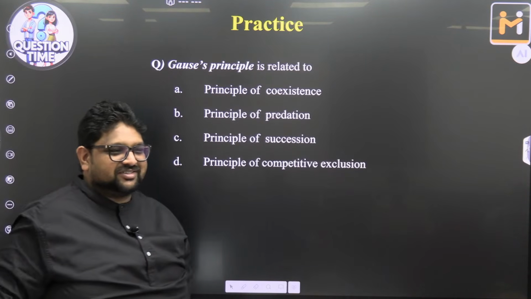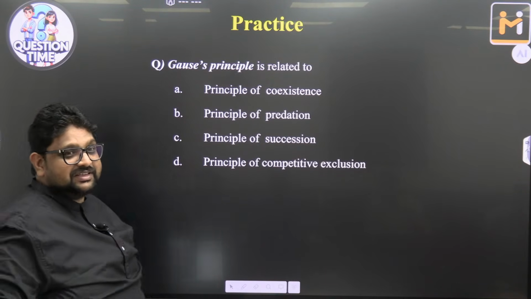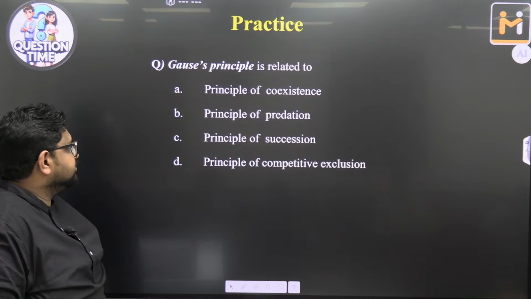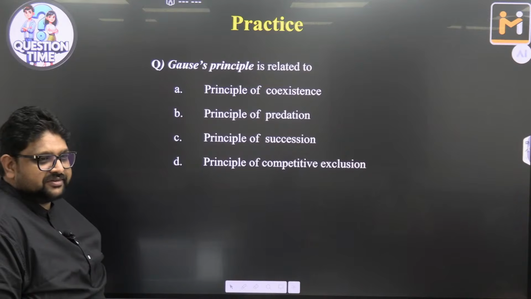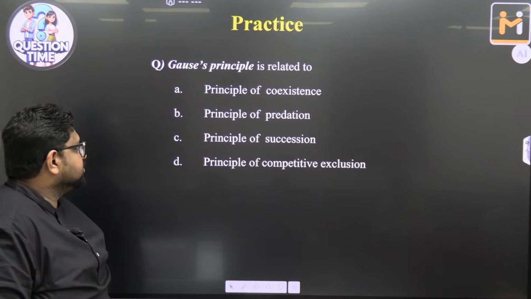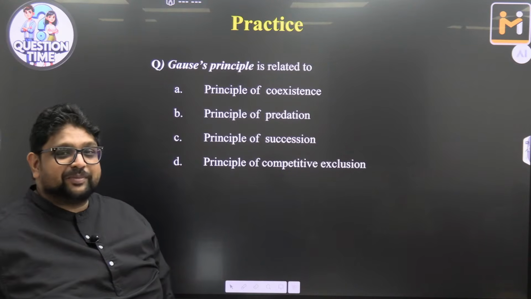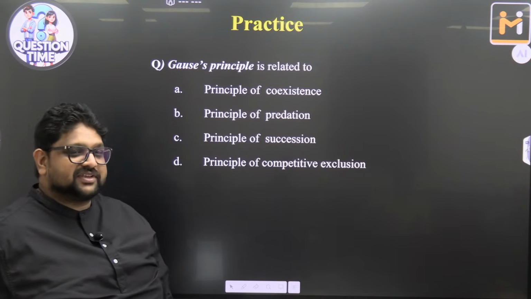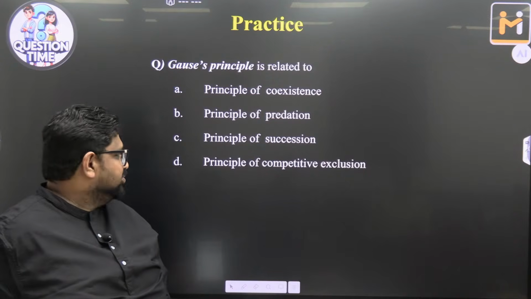Somebody said Gauss. Who said? Somebody used this word? Okay. There is something called Gauss principle. We have seen the principle of competitive exclusion. Now tell me what is Gauss principle? Just guess. Gauss principle is related to: A, principle of coexistence; B, principle of predation; C, principle of succession. Okay. Good. Principle of competitive exclusion.